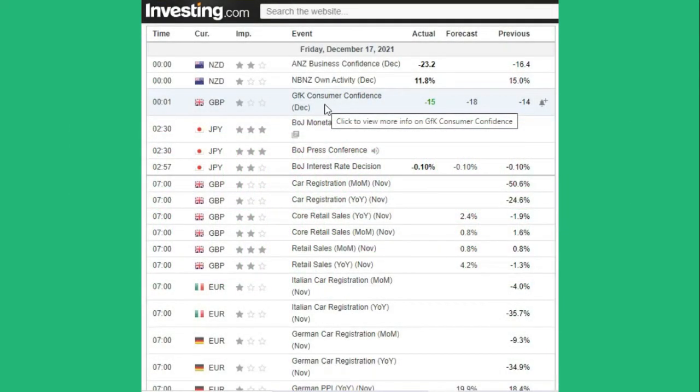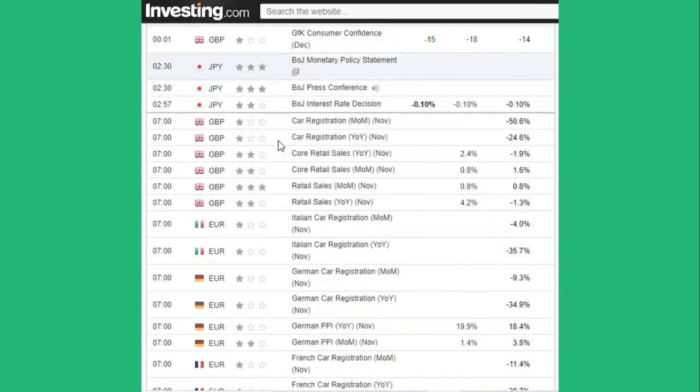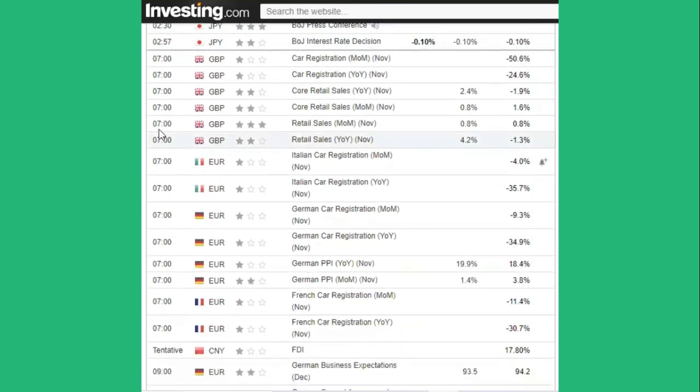So the news today, we have another bank, the Bank of Japan. This gave its interest rate decision overnight, but this was as expected. The news we're interested in today is 7 o'clock GMT. We've got retail sales coming out of the UK. This is a 3-star rating.